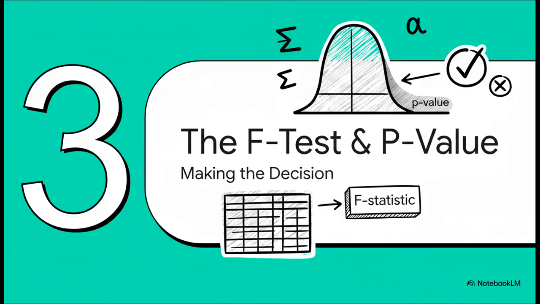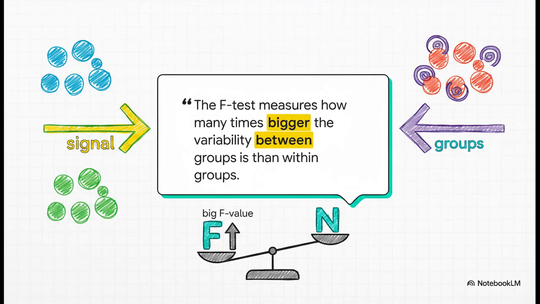Okay, so we've done all the hard work. We filled out the table, we found our F statistic. Now for the payoff. This is the most important part. How do we use that number to actually make a decision? This is all about the F test and its partner, the p-value. Question 49 gives us a really fantastic, super intuitive way to think about what that F statistic actually represents.